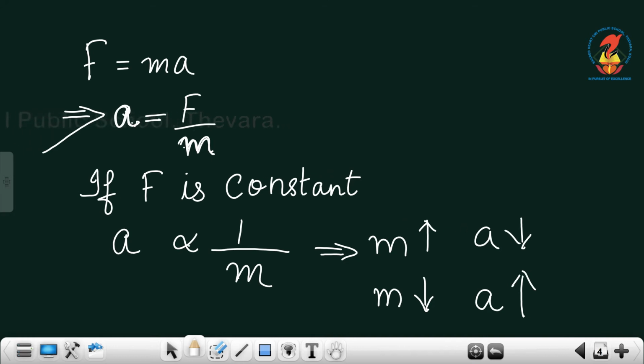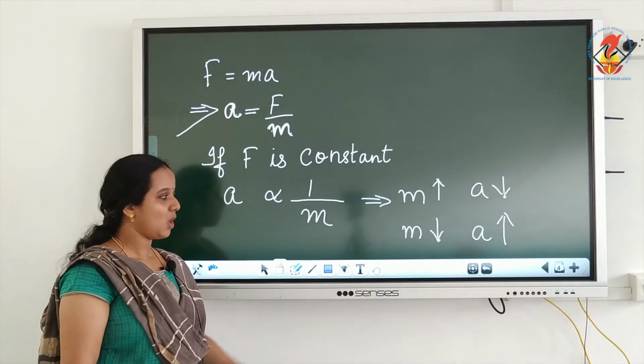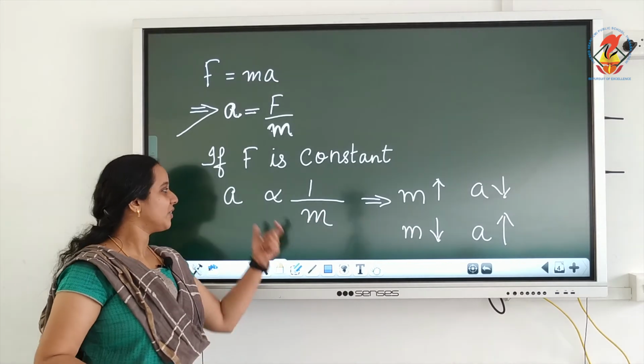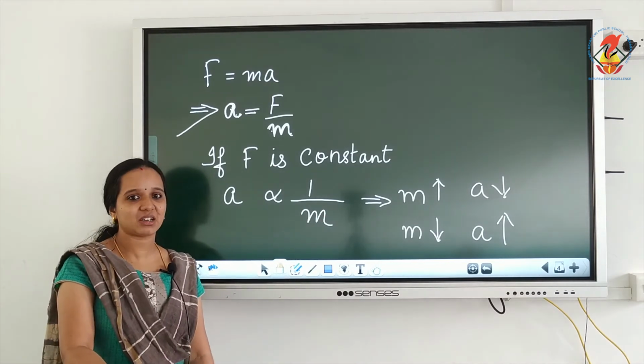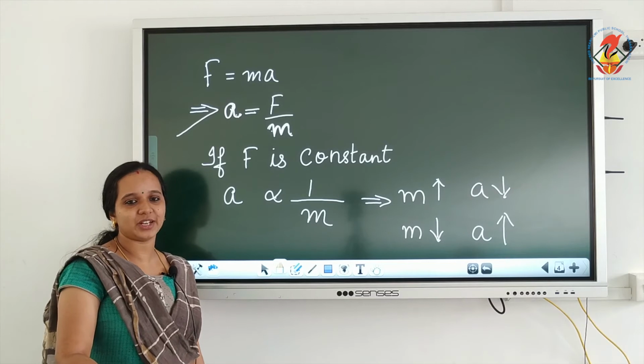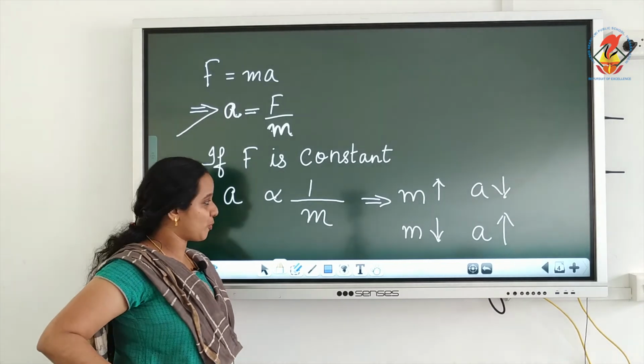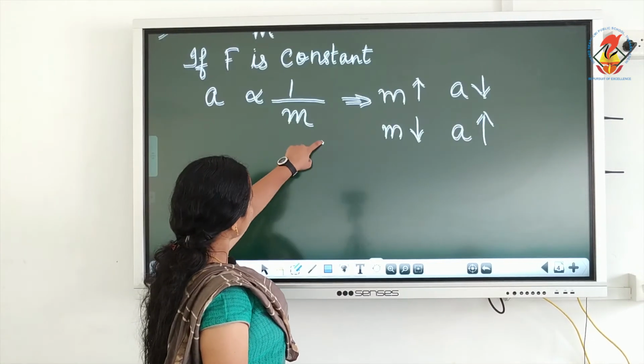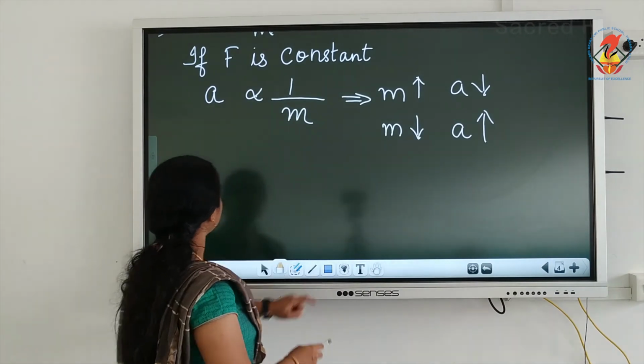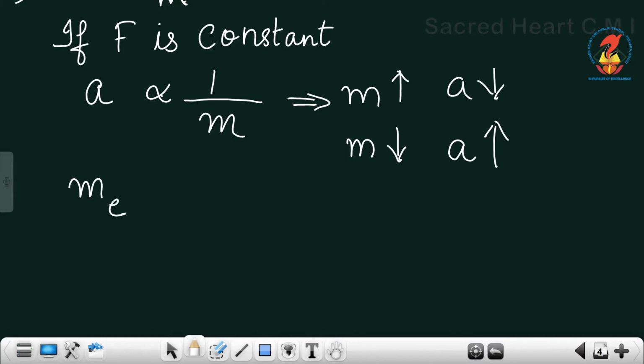This is the meaning of inverse proportion. When one quantity increases, the other quantity will decrease, and vice versa. So, here the mass of the earth is very large compared to the mass of the moon.